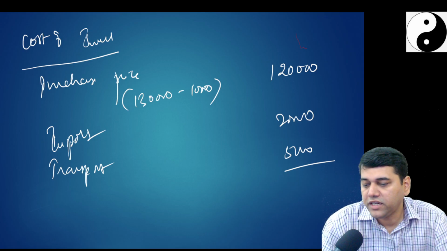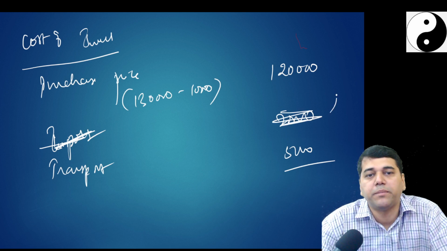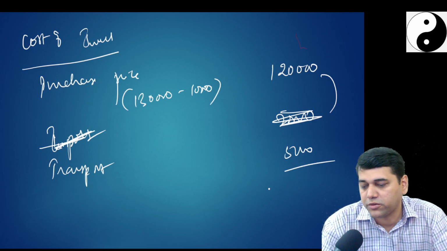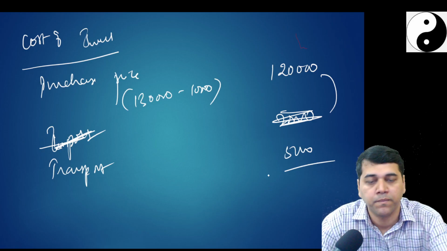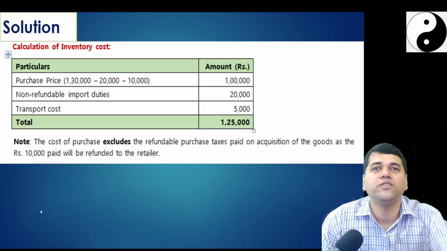Yeah, 1,30,000 including 20,000 non-refundable import duties. Oh, sorry. Yeah, it is not added. It is already part of here. Maybe in the presentation I will give it to you separately. And the transportation cost should be added, not what is delivered to the customer. So the total comes to 1,25,000. So clear, no? Other theory you can leave some.